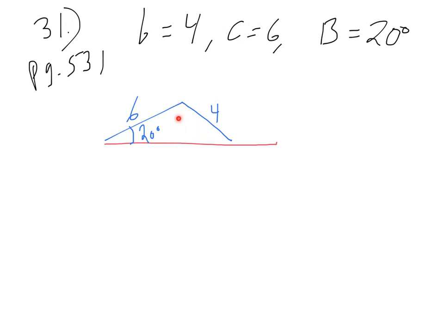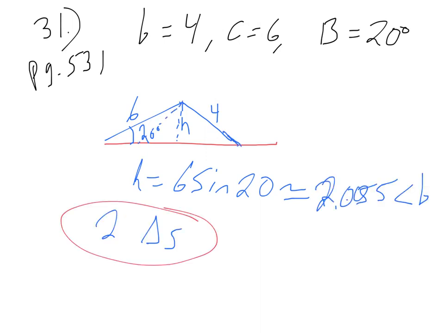Because for there to be at least one triangle, 4 can be no shorter than what it would take to make a right triangle. So if 4 is shorter than this perpendicular distance between the tip of this side c and the horizontal line down here, then we have an issue and we can't make a triangle. So that distance right there, that height we call h, is just equal to 6 sine 20.